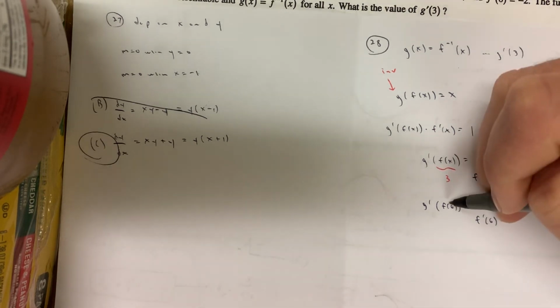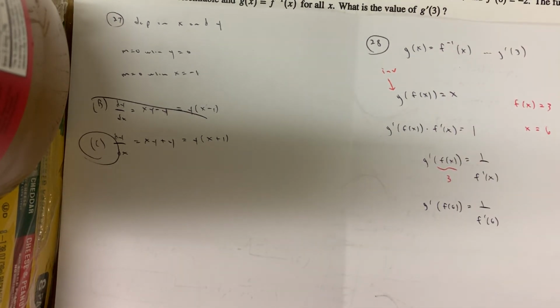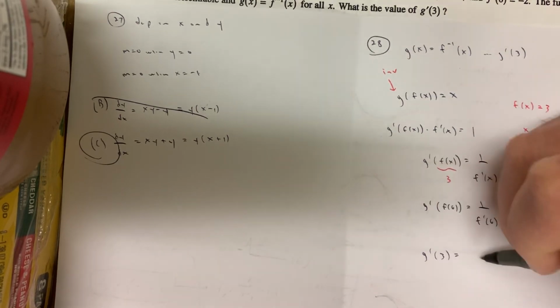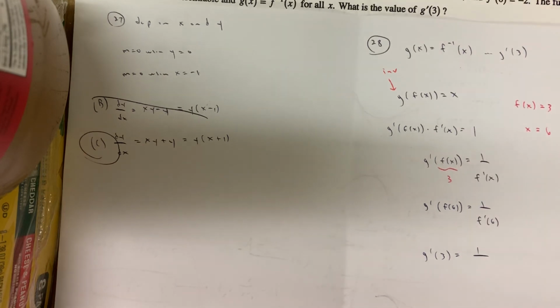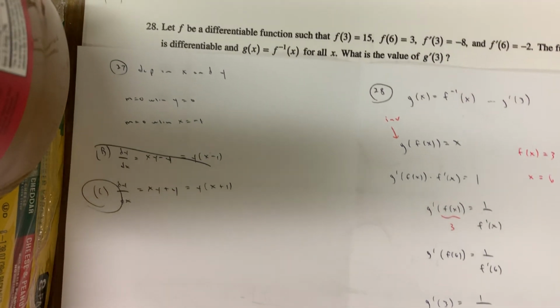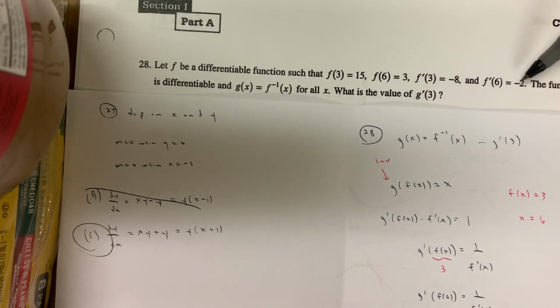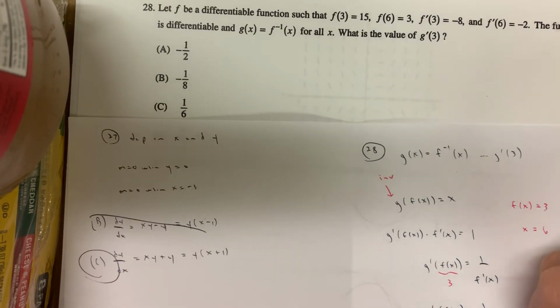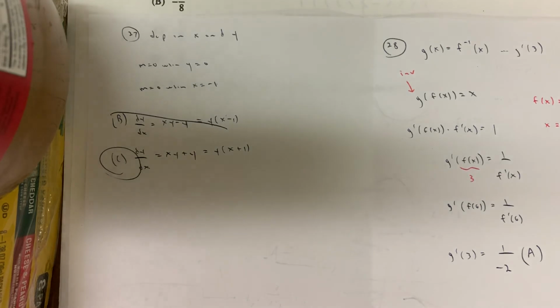Bothers some people. They're like, well, I didn't want g prime of f of 6. I wanted g prime of 3. But f of 6 is equal to 3. So really, g prime of 3 is equal to, well, what's f prime of 6? Because they didn't even tell me f. How am I supposed to know what f prime of 6 is? It's right here. It's -2. Probably one of the easier derivative of the inverse problems. And that answer is -1/2, which is just A right there.